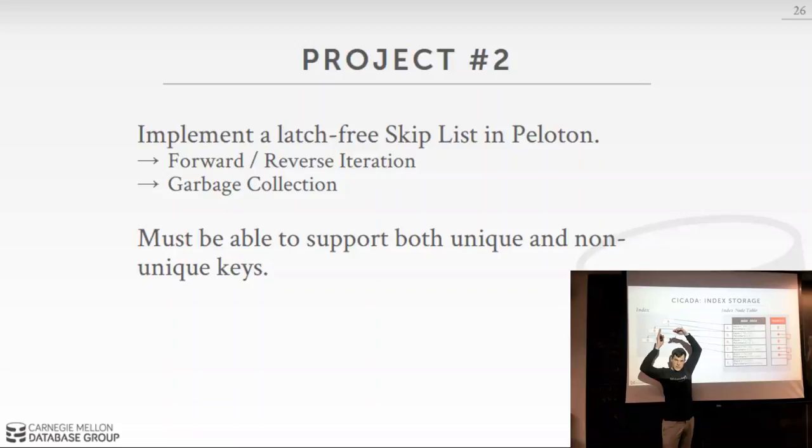There are better things in the BW-tree, but the reason why we're having you implement skip lists is because it covers all the important things that we care about in latch-free data structures. And garbage collection is something you guys can build in a month, okay?